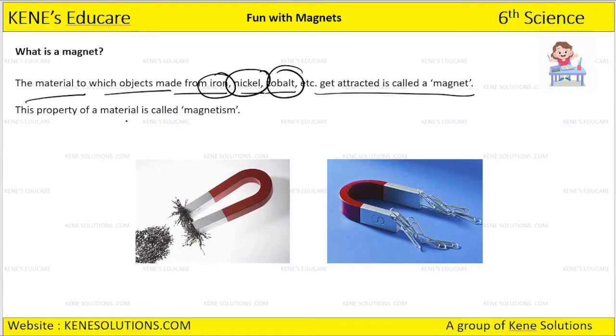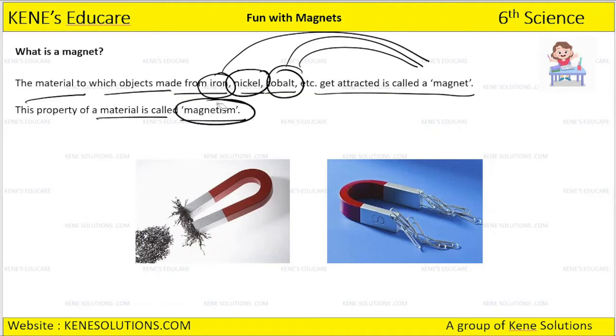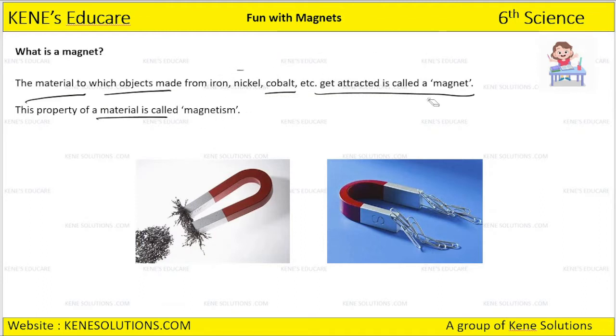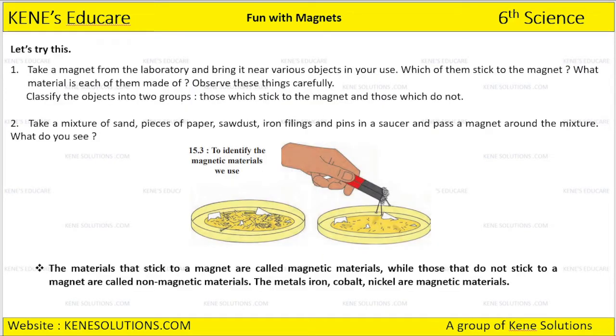And this property of material is called magnetism. Just property से ये सारे material magnet को attract होते हैं, उस property को हम बोलते हैं magnetism. So iron has magnetism, nickel has magnetism, cobalt has magnetism because they get attracted to the magnet. Now let's try this.